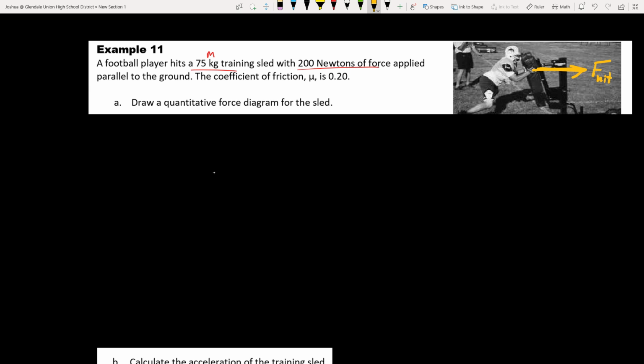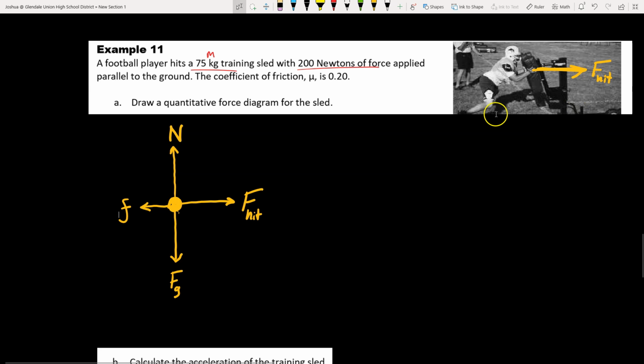So our sled is going to be represented by this dot. And just like always, we have a force of gravity going down. This ground is flat, which means that the normal force is going straight up. There is a hitting force to the right because we see that player right there is pushing the sled to the right. And then, you know, it's sliding on the ground. So friction's job in the universe is stop things moving. So if it's being pushed to the right, friction is resisting to the left.